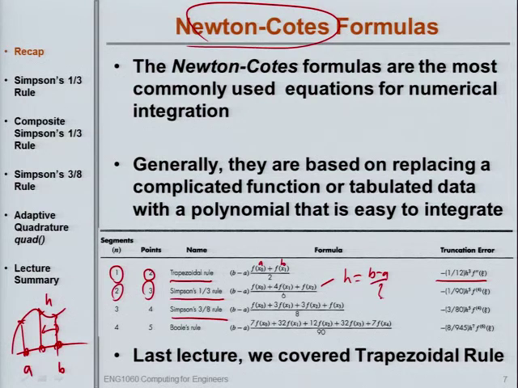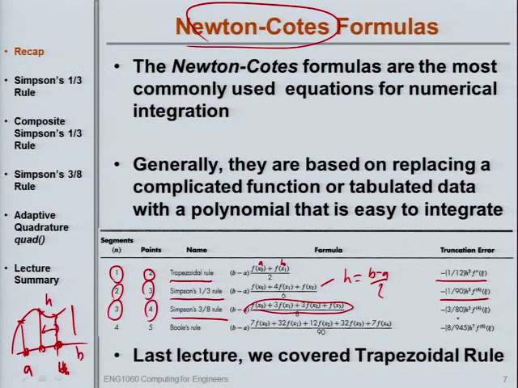For Simpson's 3/8 rule, we're now going to use 3 segments with 4 points. So we add another one across there, and b now goes to there. We've got 4 points, 3 segments. Likewise, the rule is b minus a divided by 8 multiplied by the function values at either side, plus 3 times the sum of the function values in the middle.